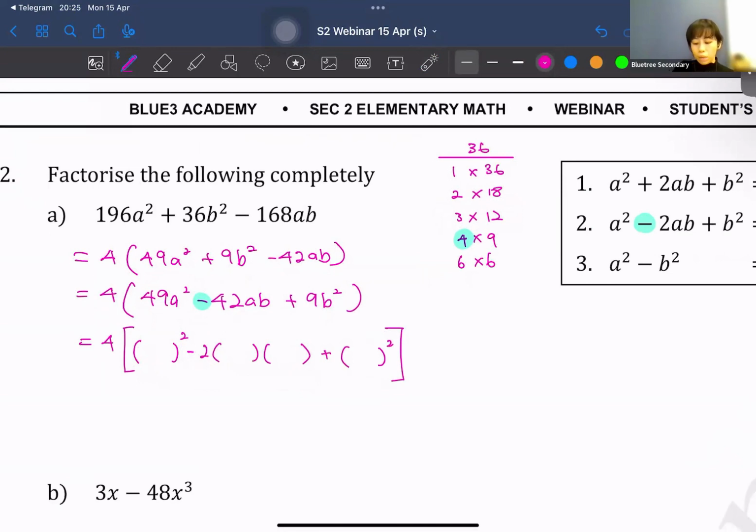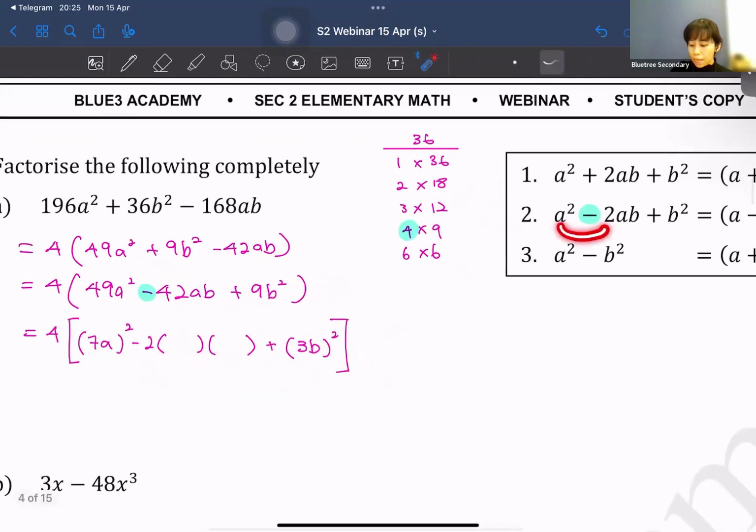So now I'm just going to fill out what is in my bracket. I need to square root this entire perfect square term, and that's going to give me 7a. I also square root this entire term. This will give me 3b. So what is going to go into this two middle bracket? Using the identity, you know that it's going to be a and b. So just copy this into the first bracket and copy this into the second bracket.